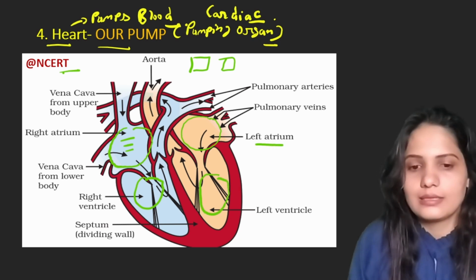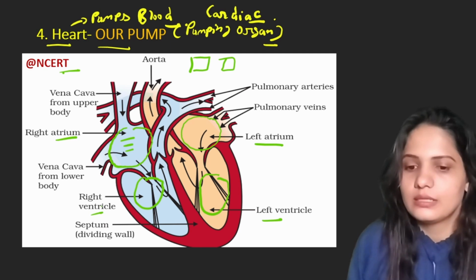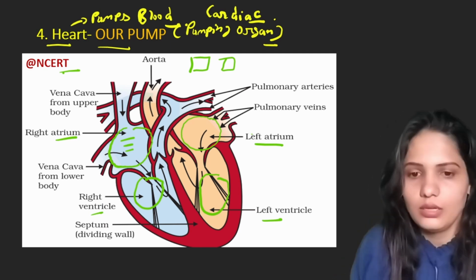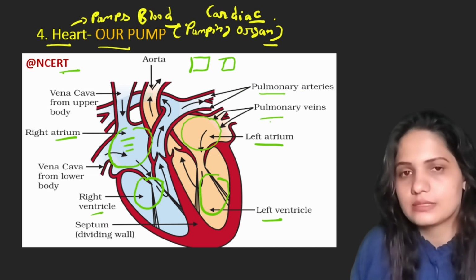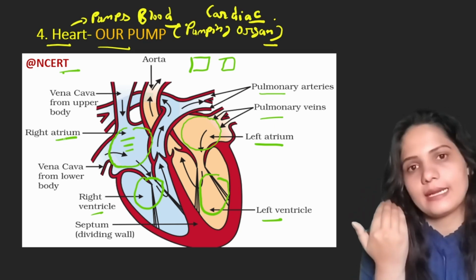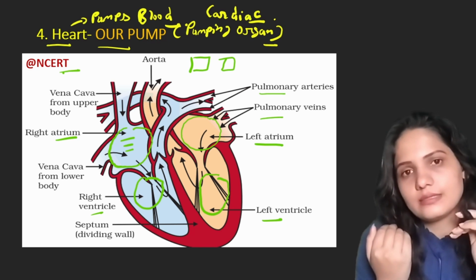So left atria, left ventricle, right atrium, right ventricle. Atria are on the upper side and ventricles are on the lower side. Apart from this, we have these vessels here, pulmonary arteries and pulmonary vein. This we will discuss in an upcoming slide. Now we know that right atrium is on the upper side, right ventricle is on the lower side, left atrium is on the upper side and left ventricle is on the lower side.